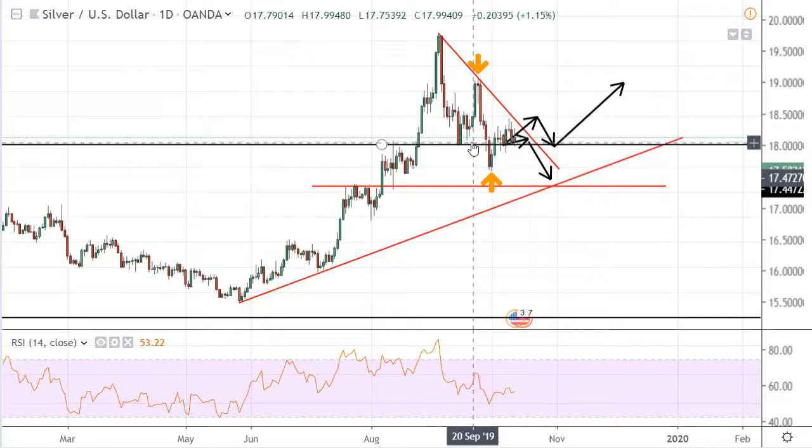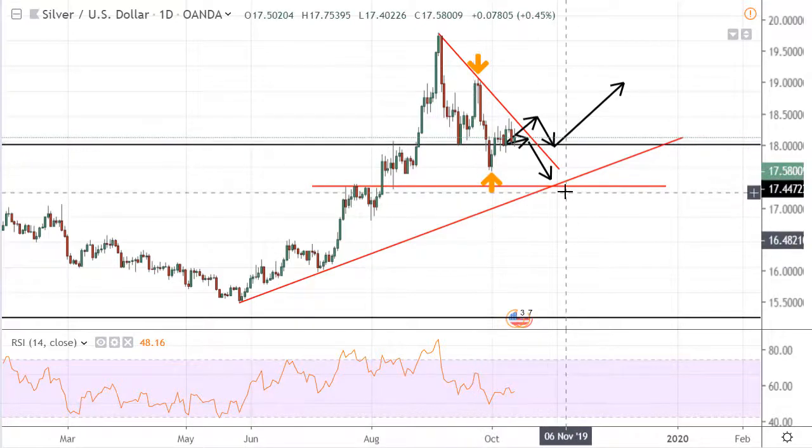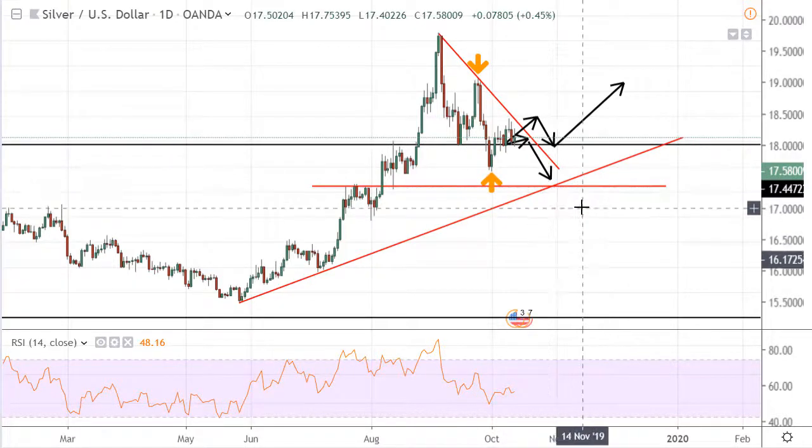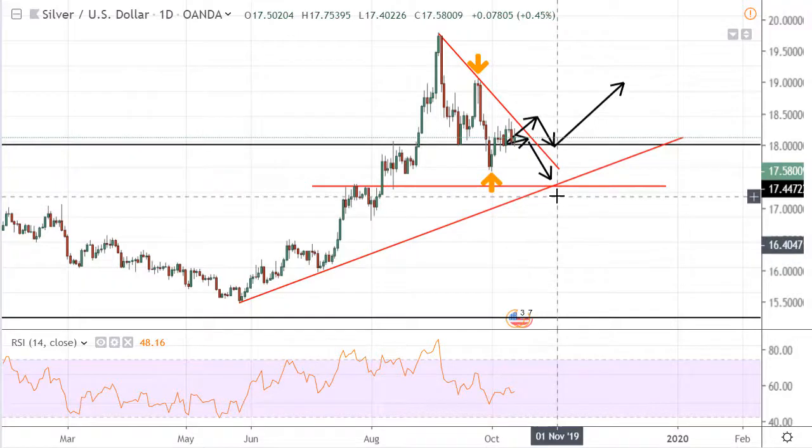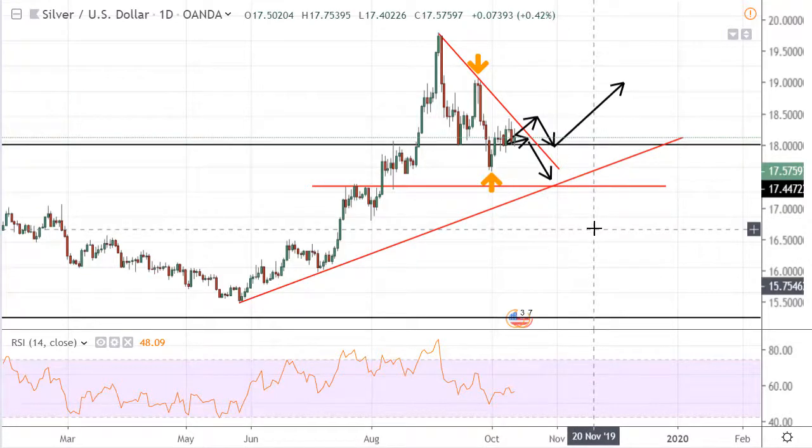If you trade with moving averages, for example, it's likely that the 200 and the 50-day moving average will meet over here as well. So that's more of a dynamic support resistance level. The chances are there that price will find that.